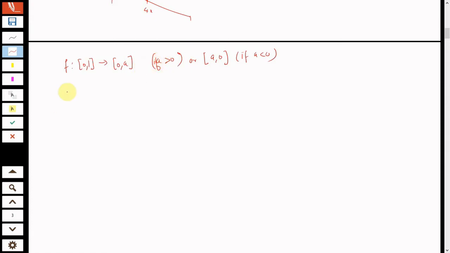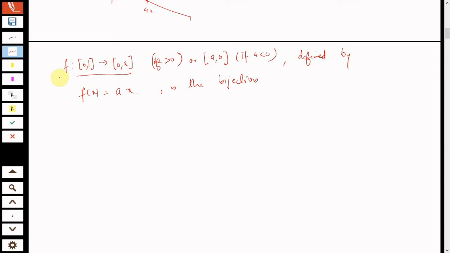We can have a bijection in this way by f of x. You stretch that x to a. The length of 0 comma a or a comma 0 is exactly a, so you stretch this length a times, and so you have ax. So this is the bijection.